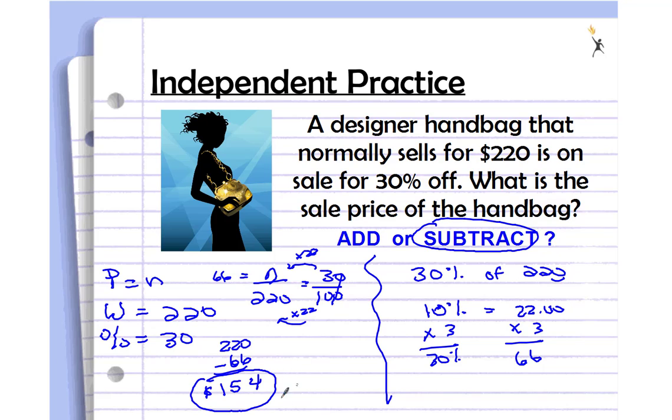Okay, did you get that the new sale price is $154? If you did, great job. If not, take a look at the work. I've got it shown 2 different ways, the percent proportion and the shortcuts. If you have questions, let me know. Otherwise, move on to the next problem.